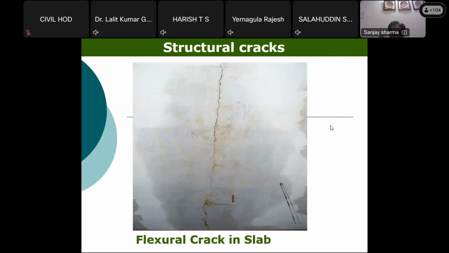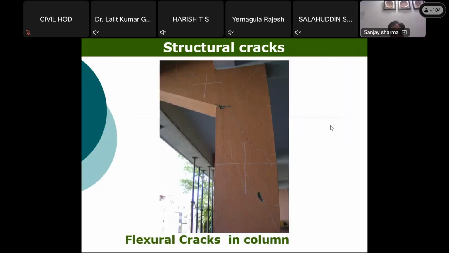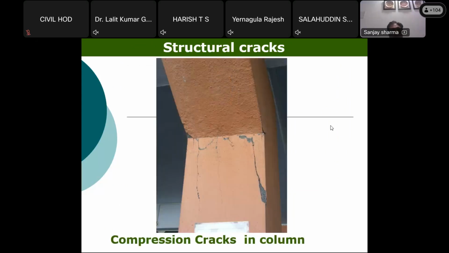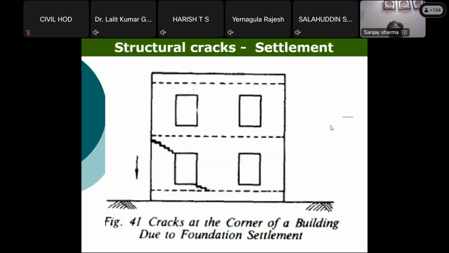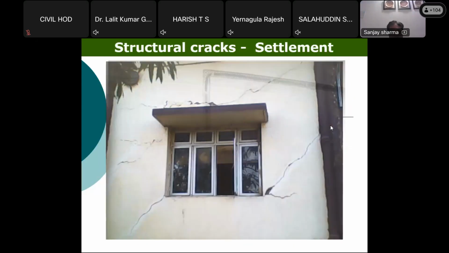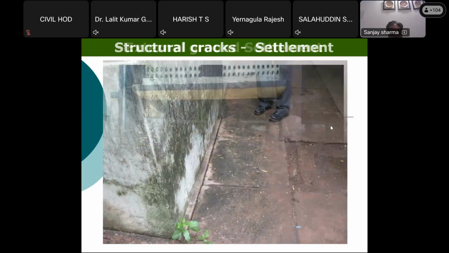And you should be able to identify flexure cracks in a beam, cracks in columns, tension cracks in the column. From the pattern of the cracks, there are compression cracks in a column, and these are settlement cracks in the actual building. So all this data is required in your health monitoring and all that also.